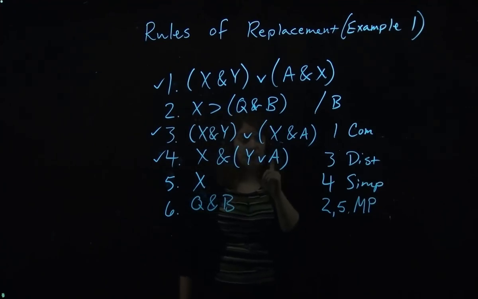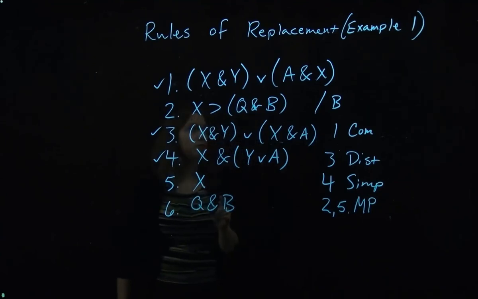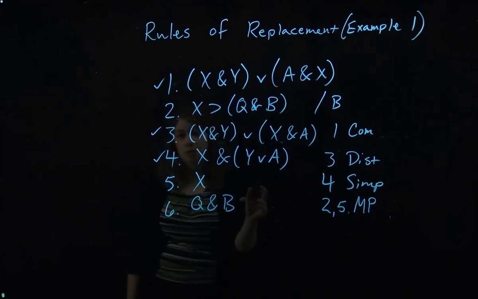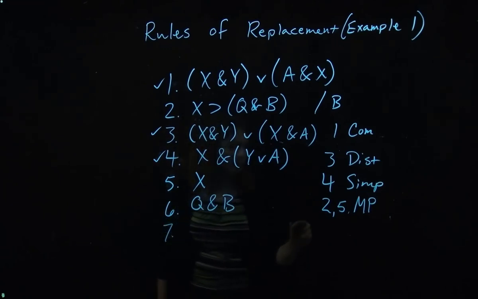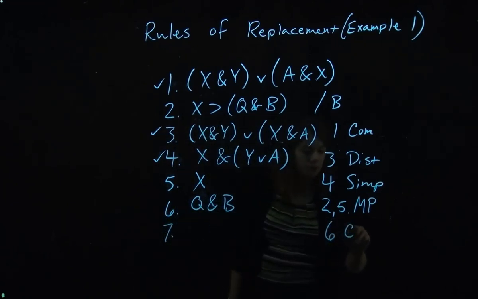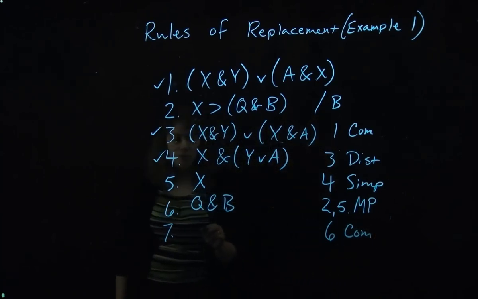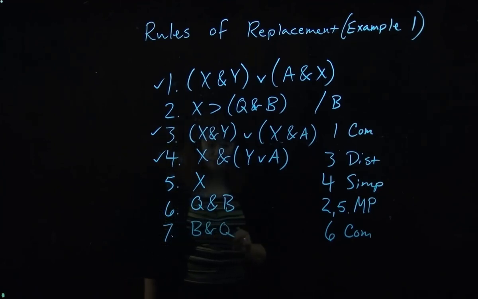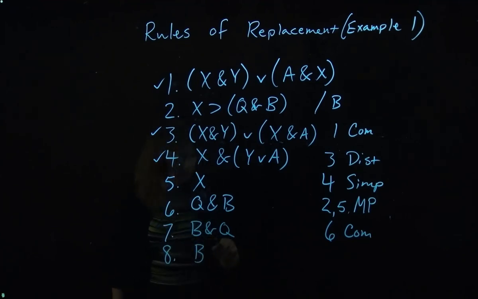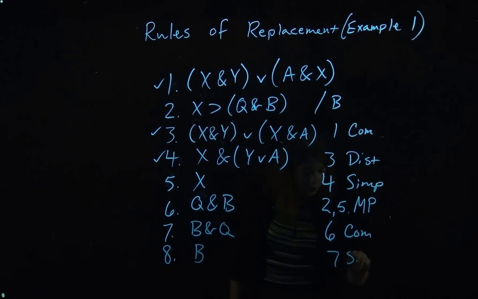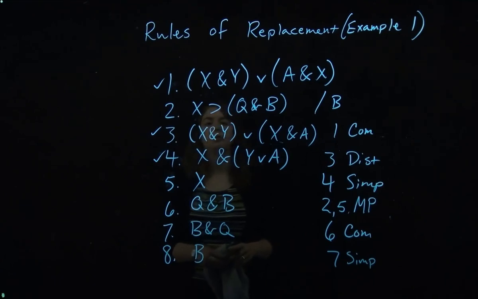And we have one more step, that formality we have to do, because yes, we could use simplification to get the B out, but in order to simplify, the B needs to be to the left of the ampersand. So using line 6 and the rule of commutativity, we switch this around to B and Q. And then finally, we derive out our B from line 7 using the rule of simplification. And there you have it, the conclusion of this argument.